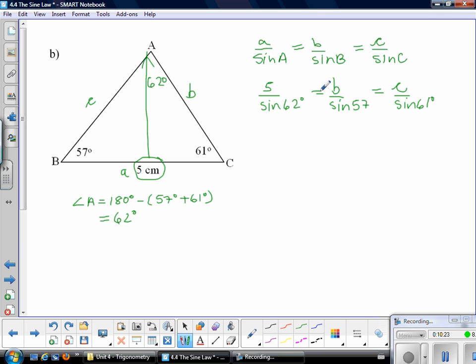So when I cross multiply here, I end up having B sine of 62 equals 5 times the sine of 57. And to get B by itself, I'm going to divide both sides by the sine of 62. And what we end up having then is that B is approximately equal to 4.7, and this time it's in centimeters.